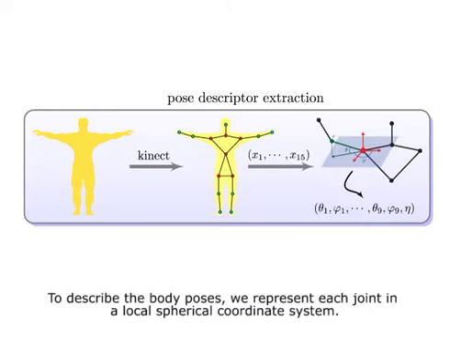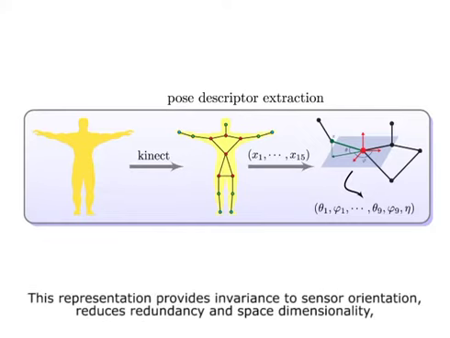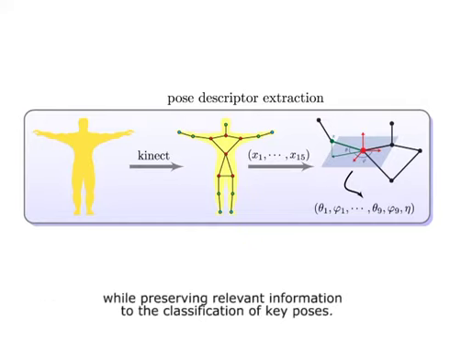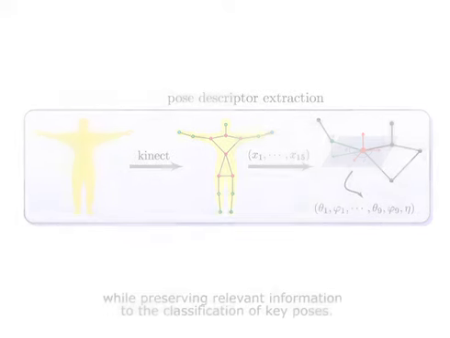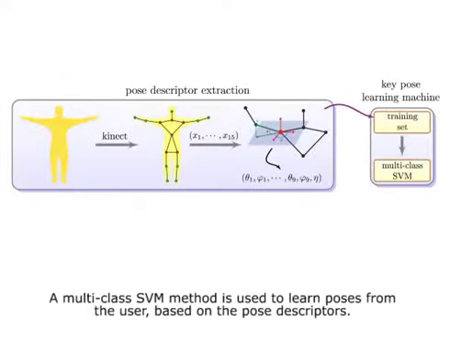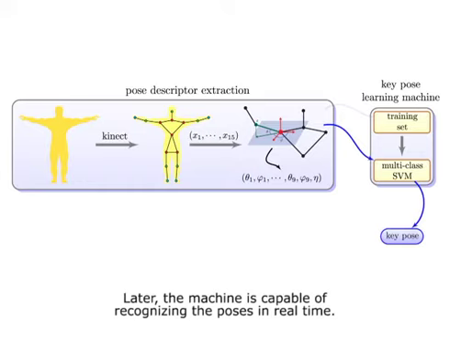To describe the body poses, we represent each joint in a local spherical coordinate system. This representation provides invariance to sensor orientation, reduces redundancy and space dimensionality, while preserving relevant information to the classification of key poses. A multi-class SVM method is used to learn poses from the user, based on the pose descriptors. Later, the machine is capable of recognizing the poses in real time.